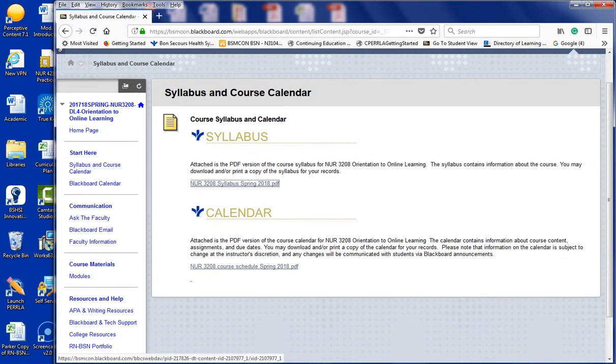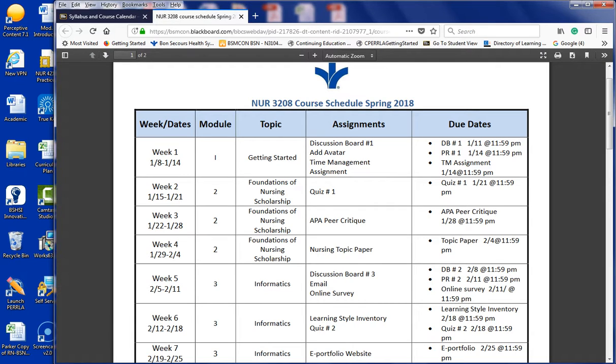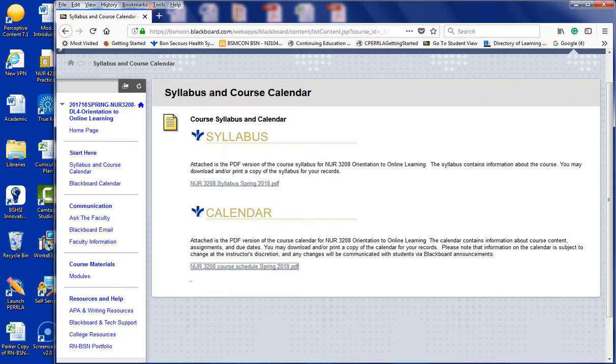We also have a quick calendar here. I suggest you print this and keep it. I tell you the week, what days this involves, what we're doing, these are your assignments, and here are your due dates. So you have discussion board 1, and that's due 1/11, that's Thursday, by midnight. You have to respond to a peer by 1/14, that's Sunday night by midnight. You have a time management assignment that's due Sunday night again by midnight. And we go on week by week, and it'll keep you organized.